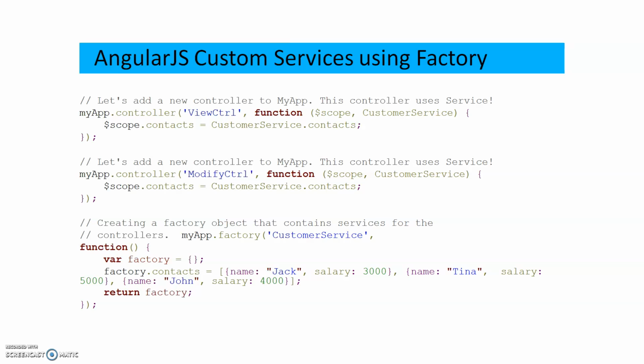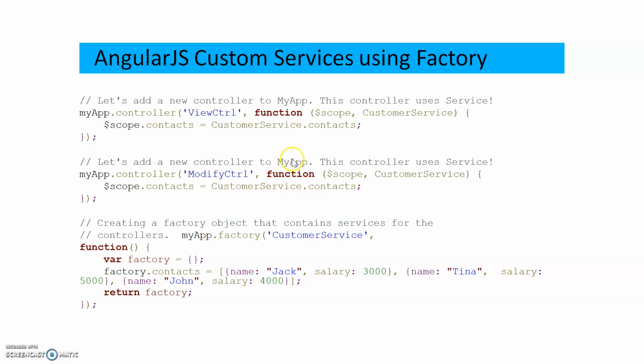In AngularJS, custom services can be created using a factory. We have already seen this example. Let's go back again: controller, view controller, function. In the previous example we haven't seen the code for the controller. So the view controller function uses $scope.contact = customerService.contact.